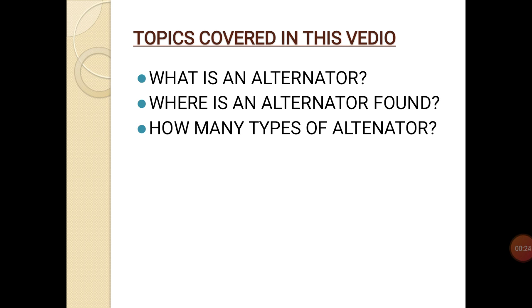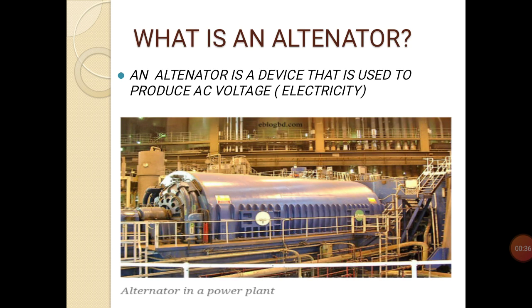The topics covered in this video are: what is an alternator, where is an alternator found, and how many types of alternator are there. So what is an alternator? An alternator is a device that is used to produce AC voltage or electricity.